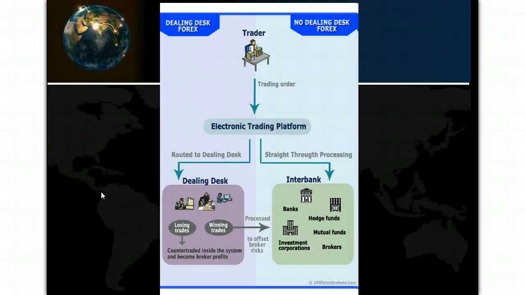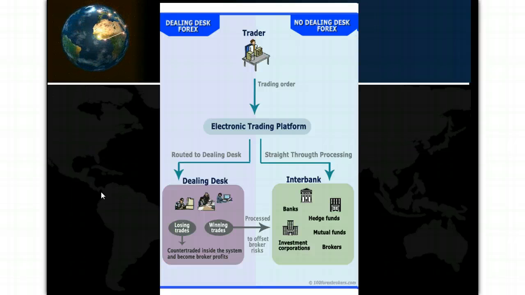So what you see over here is just a basic flow of how your orders are routed. You have the trader who places an order on his system, it goes through onto the electronic trading platform, and then you have two options. It'll either get routed to a dealing desk or a non-dealing desk.